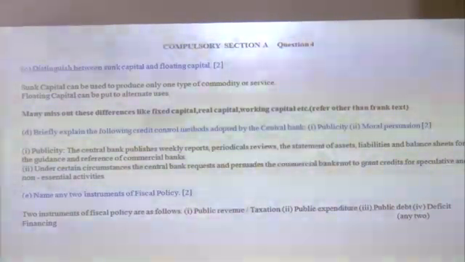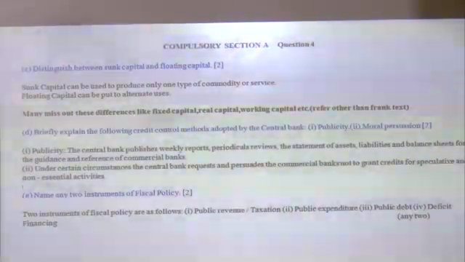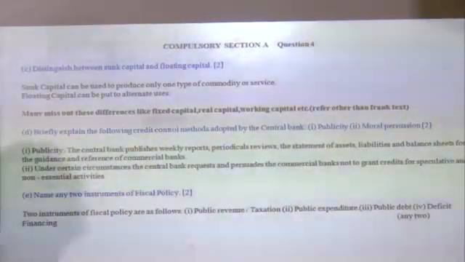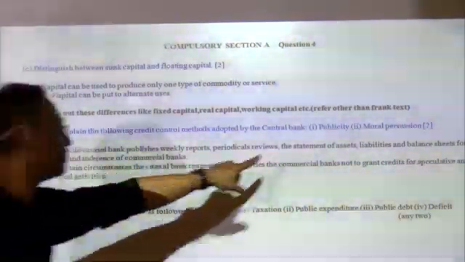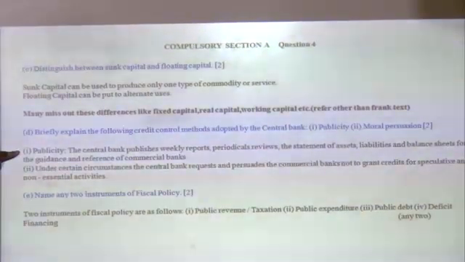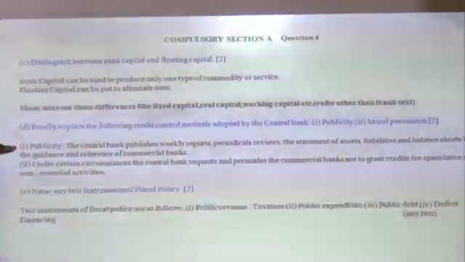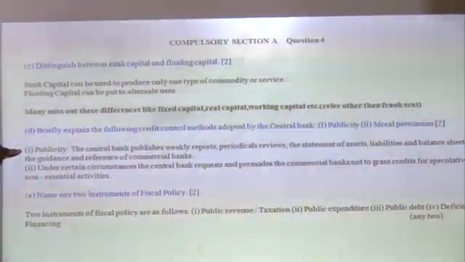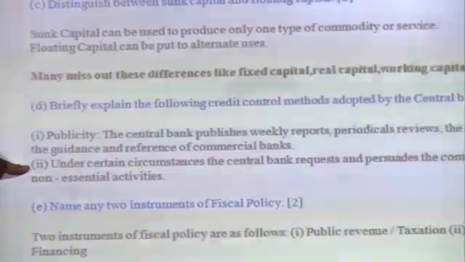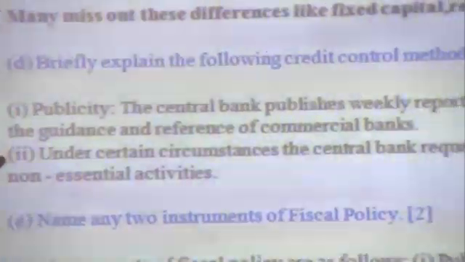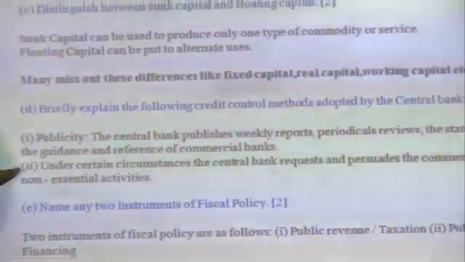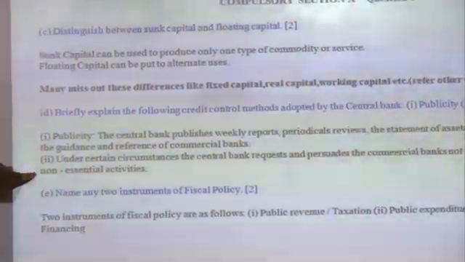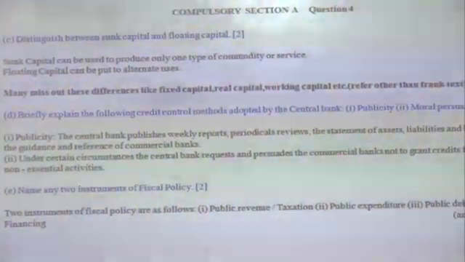Next, briefly explain the following credit control methods adopted by the central bank: publicity and moral persuasion. So publicity and moral persuasion is basically not a quantitative, but a qualitative method. The first one, publicity. The central bank publishes weekly reports, periodical reviews, the statement of assets, liabilities, and balance sheets for the guidance and reference of commercial banks. 2. Moral suasion. Under certain circumstances, the central bank requests and persuades the commercial banks not to grant credit, not to give loans for speculative and non-essential activities. So these two are the qualitative methods adopted by the central bank.